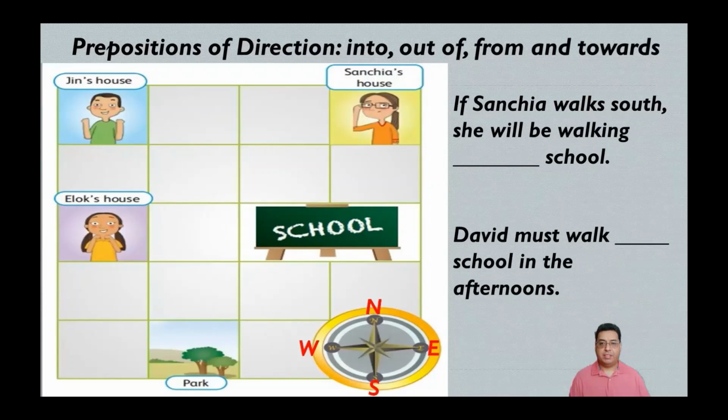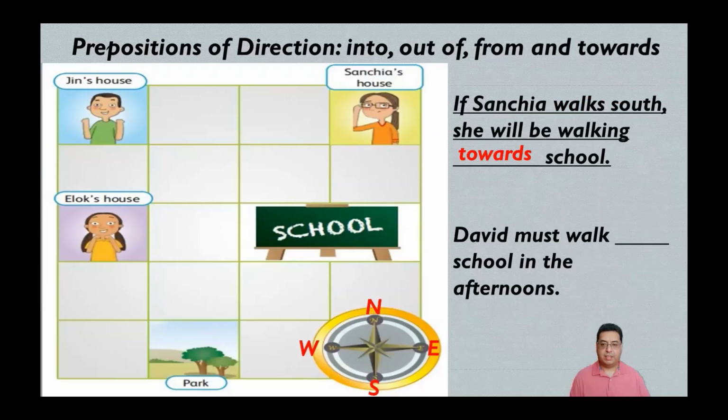Let's read the top sentence here. If Sanchia walks south, she will be walking blank school. So what preposition would you put there? Towards. If Sanchia walks south, she'll be walking towards school.